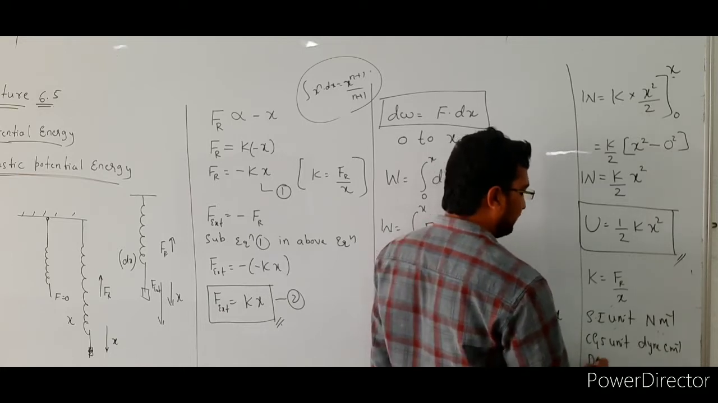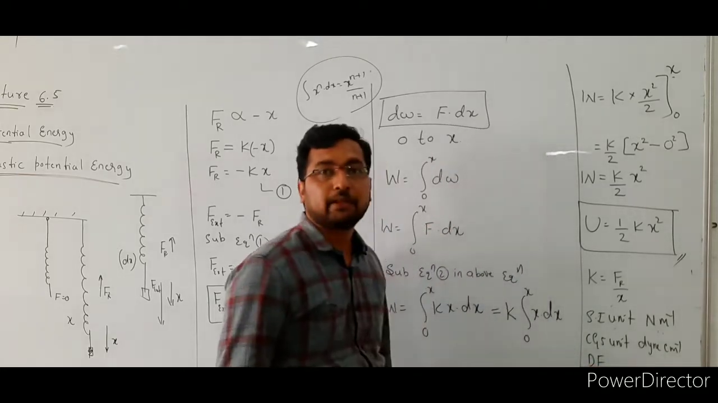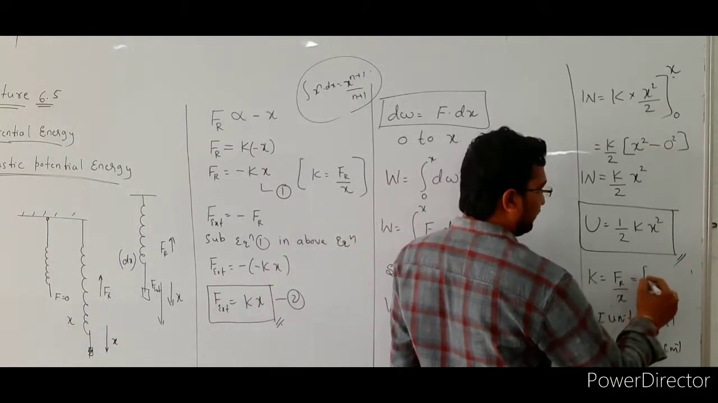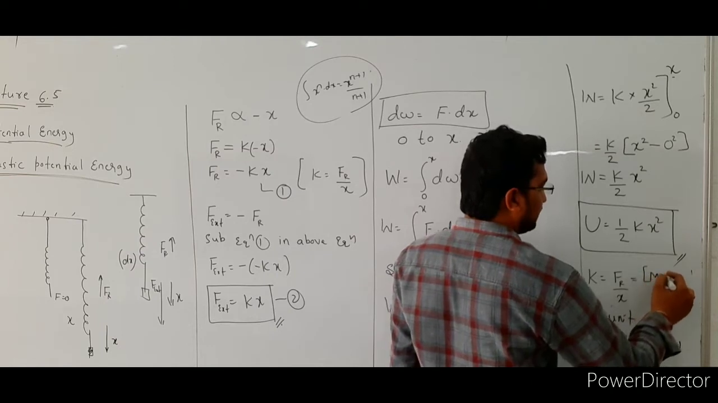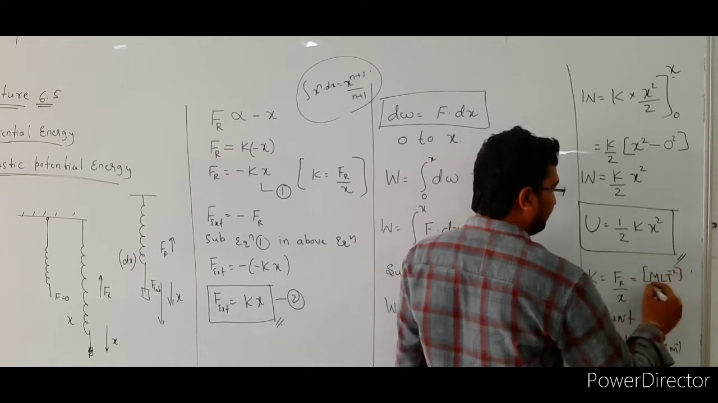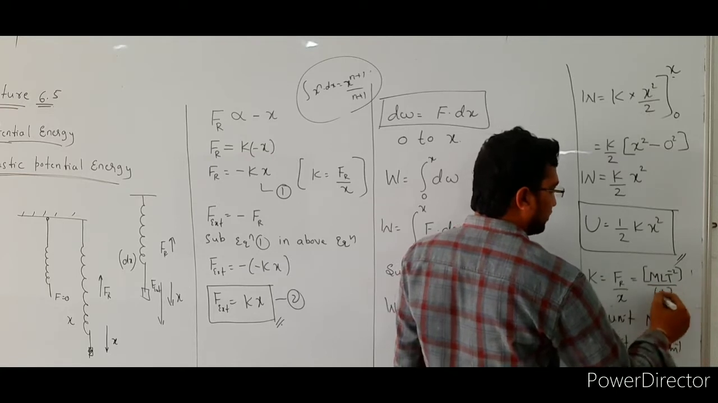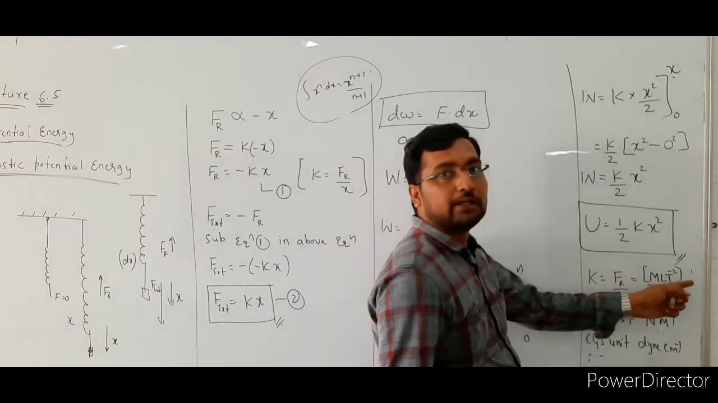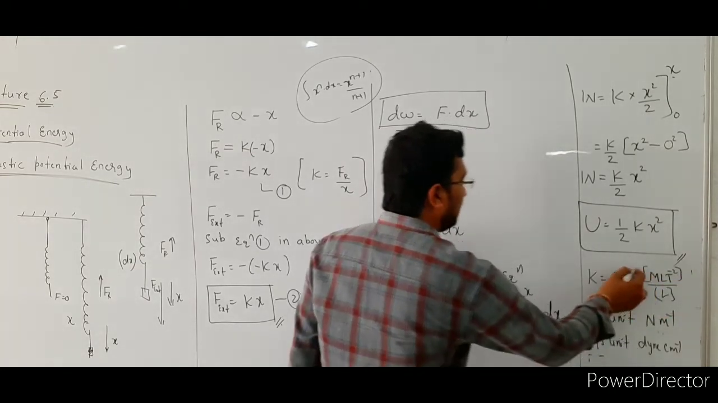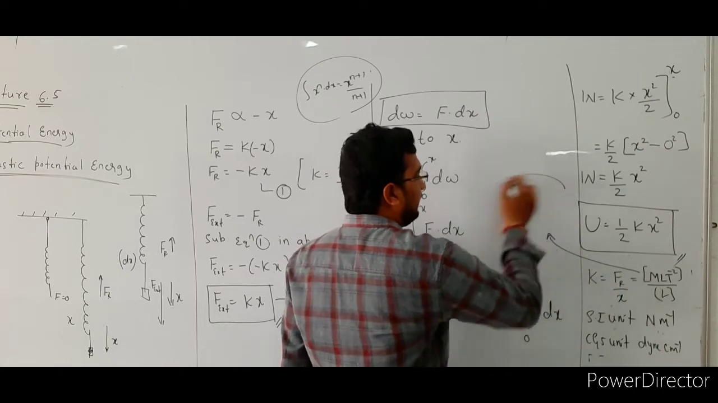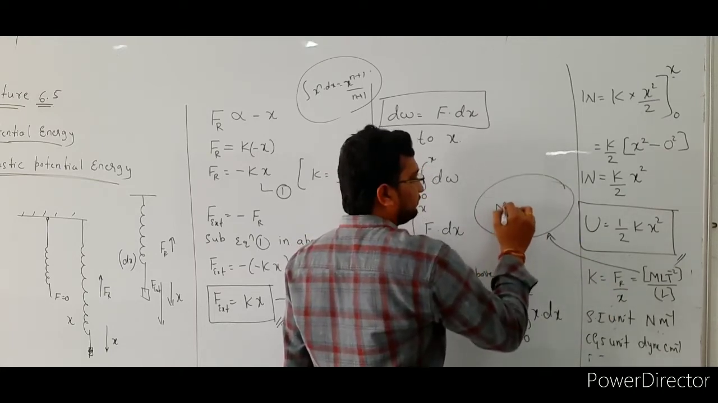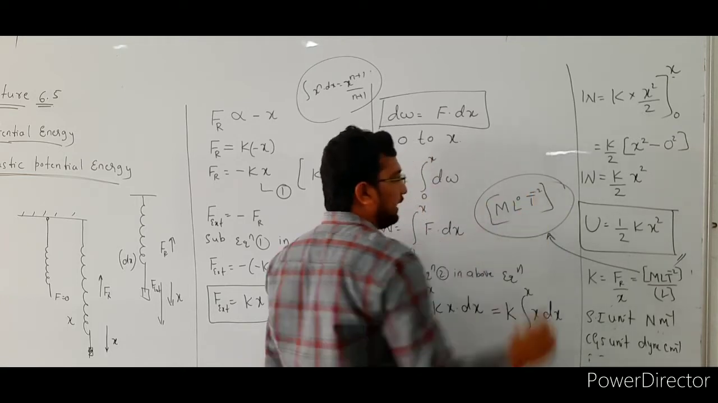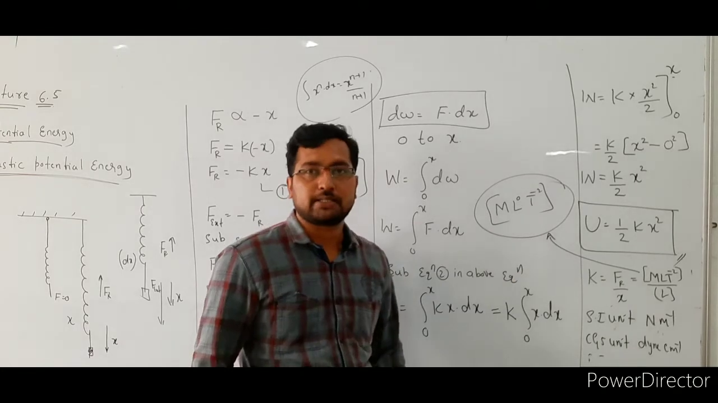And the dimension formula for k, right? Okay, see here, the dimension formula I will write here. The dimension formula for force is M L T to the power minus 2, and here displacement is L. So then the dimension formula is M L to the power 0, T to the power minus 2. This is the dimension formula for spring constant.